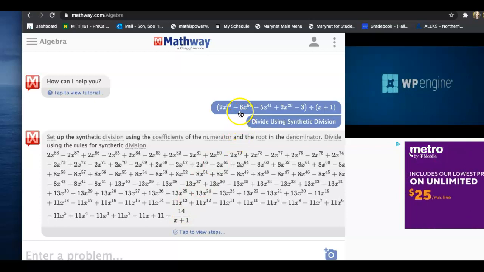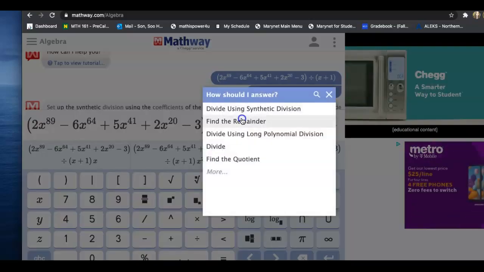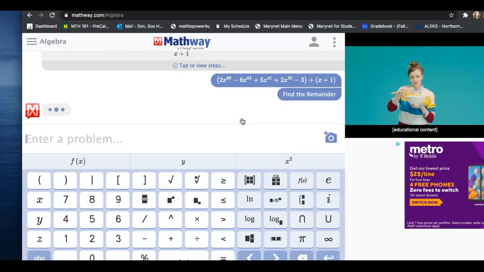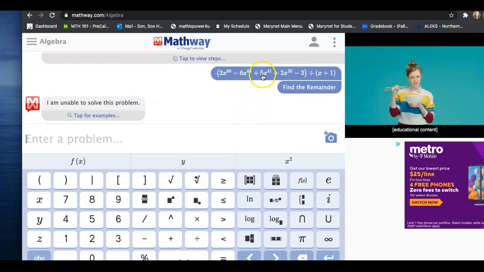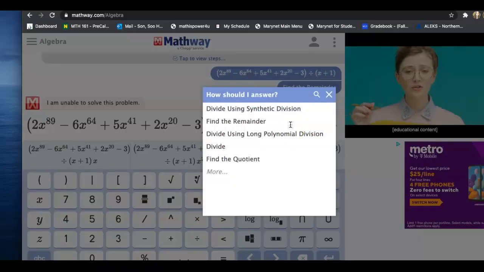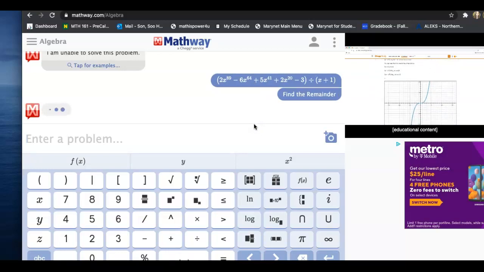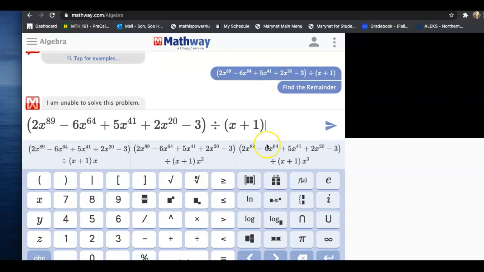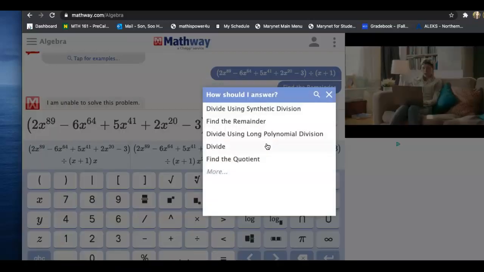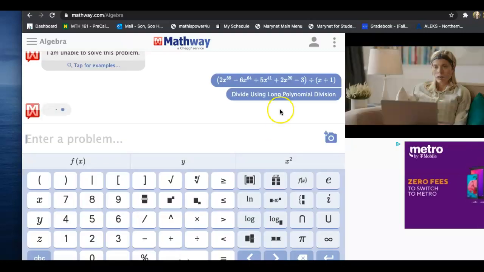How about I click on this and ask them to find the remainder only this time? Find the remainder. I am unable to solve this problem. Silly, you will solve this problem. They're not going to solve it. They probably want my money to solve it. But how about I tell them to do a long division? They will do it.